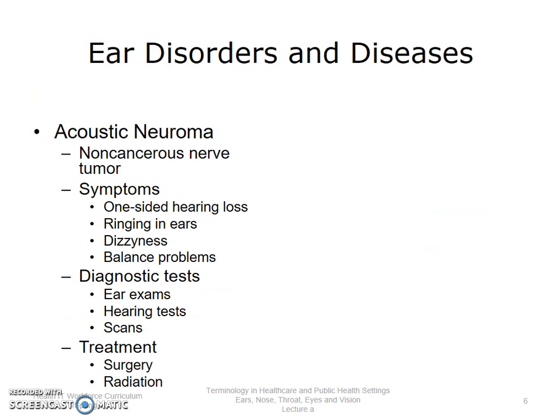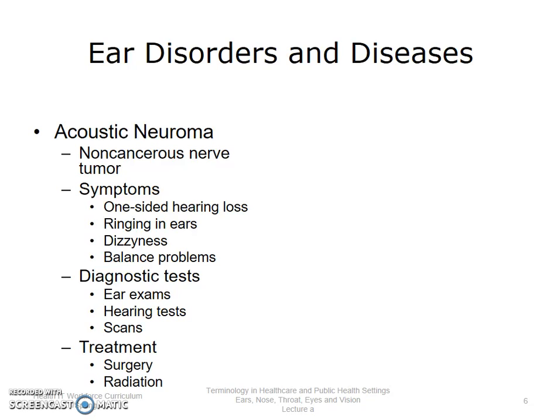An acoustic neuroma is a non-cancerous tumor that develops on the nerve that connects the ear to the brain. The tumor usually grows slowly. As it grows, it presses against the hearing and balance nerves. Symptoms include a loss of hearing on one side, ringing in the ear, dizziness, and balance problems. Diagnostic tests include ear exams, hearing tests, and scans.